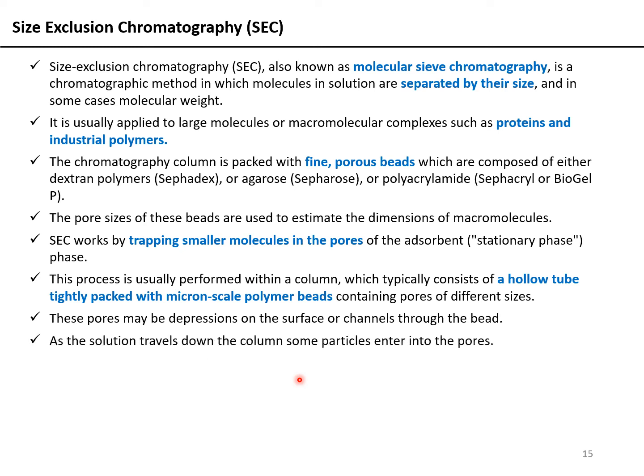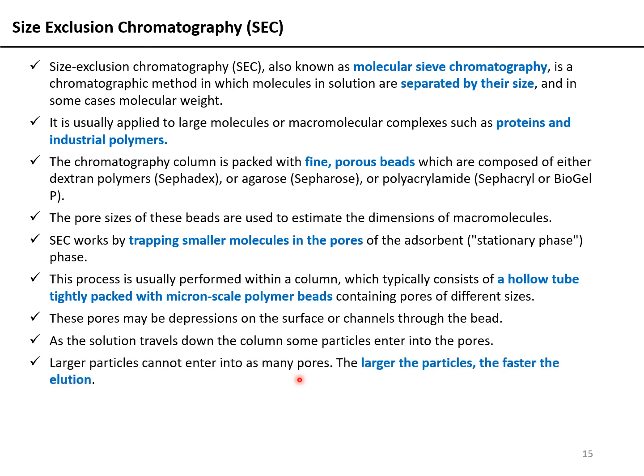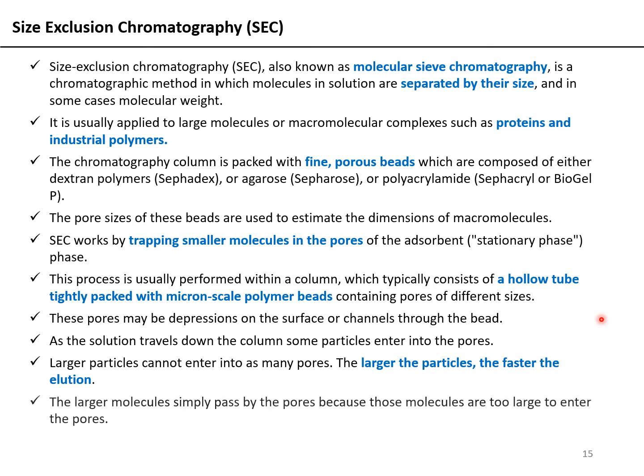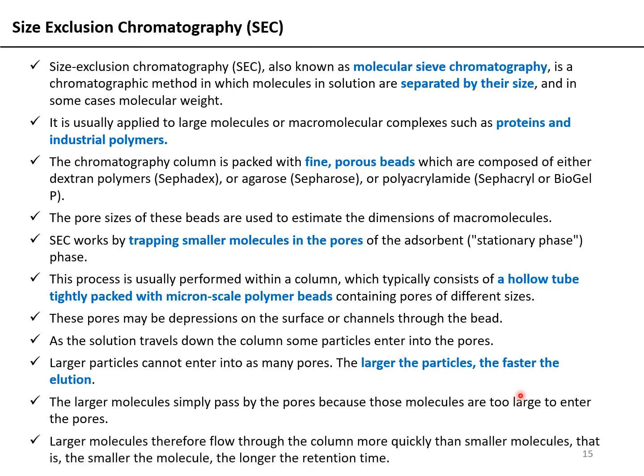As the solution travels down the column, some particles enter into the pores. Larger particles cannot enter as many pores as the smaller ones, so they migrate quicker and have faster elution. Larger the particles, faster the elution. The larger molecules simply pass by the pores because they are too large to enter. And smaller molecules, because they enter into the pores, have a longer distance to travel, longer time of travel, and they elute later.